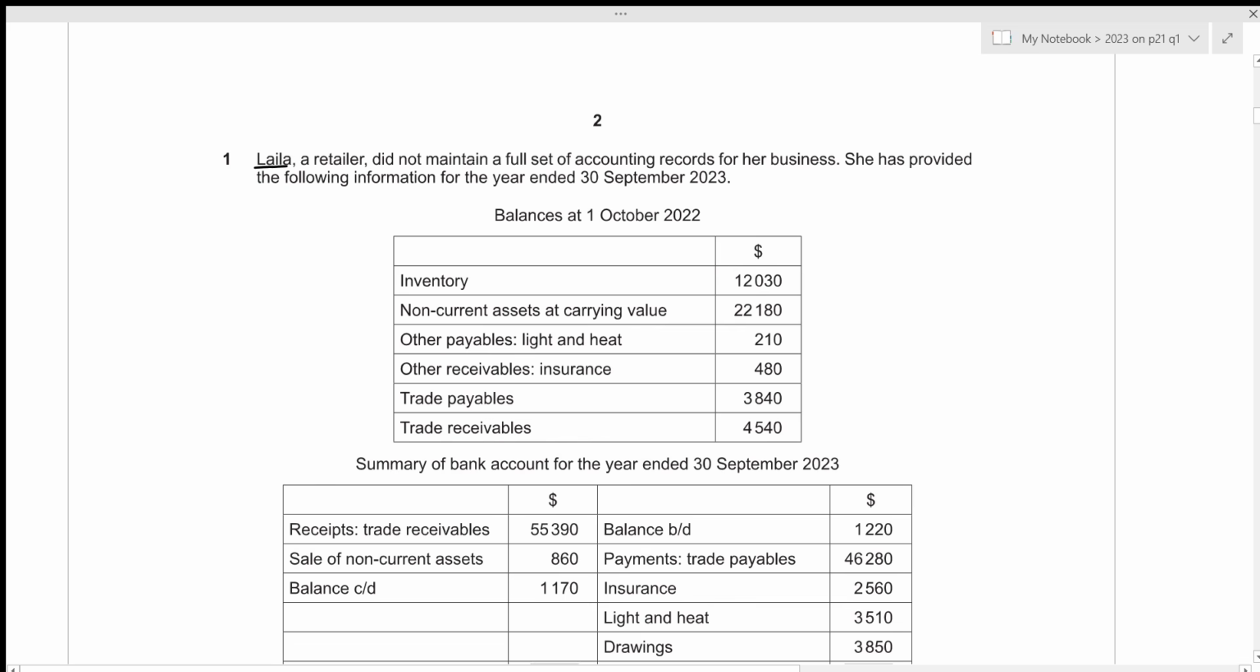Leila, a retailer, did not maintain a full set of accounting records for her business. She has provided the following information for the year ended 30 September 2023. So this is our year end, the closing date. Then we have been given the balances at 1st October 2022, which means that all of these are our opening balances. We have the opening balance for inventory, non-current assets at carrying value, other payables, which is the light and heat, other receivables, which is the insurance, and we have trade payables and trade receivables.